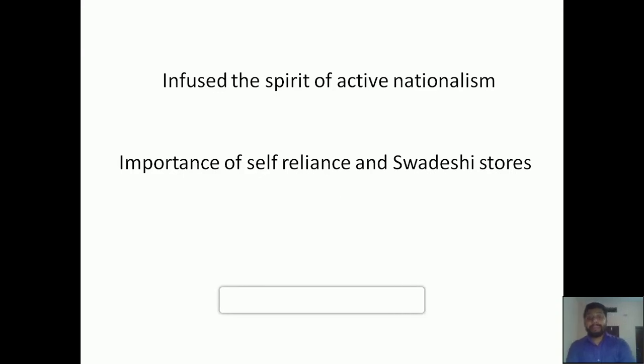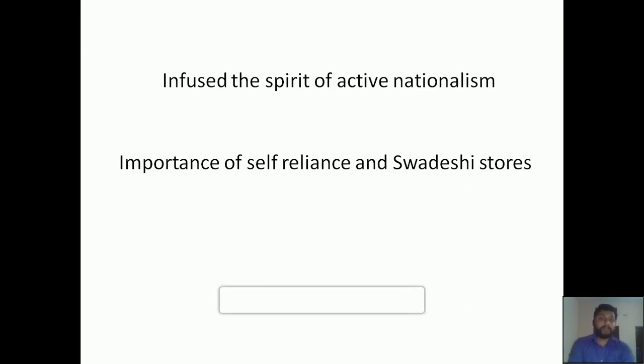Even leaders helped the people to set up different industries, and those industries were producing different products which were needed by our country's people, and it led to the beginning of Swadeshi stores. That means when Indian business people started to set up different business sectors, their products were being sold in different Swadeshi stores, and it led to self-reliance.